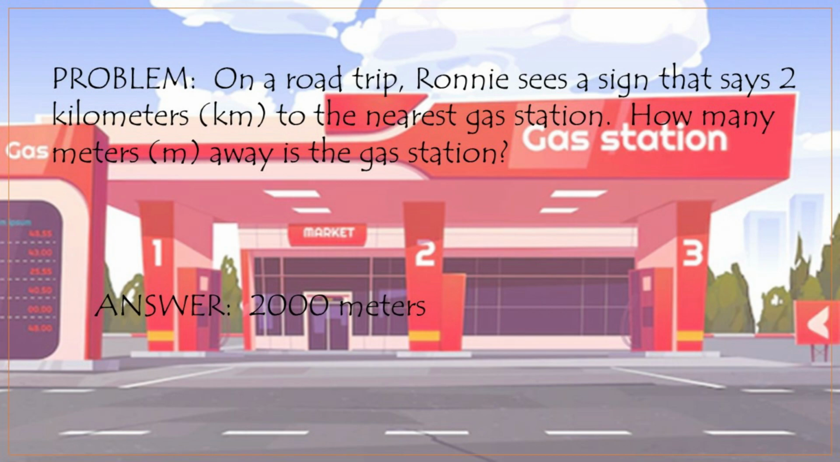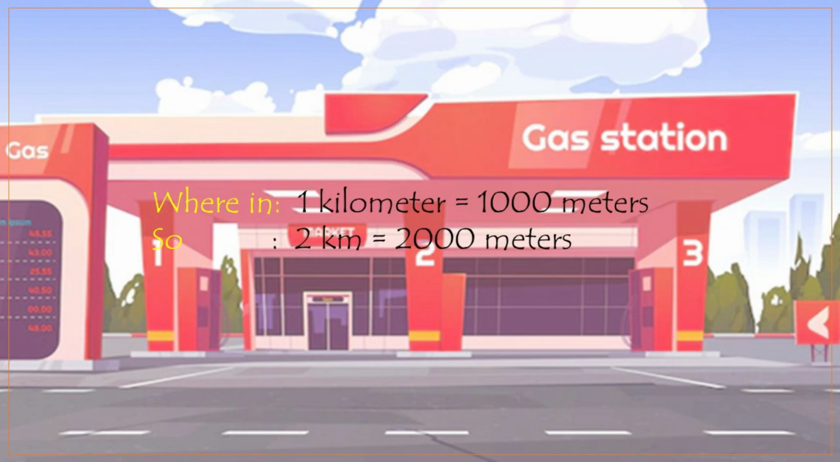I am giving you 10 seconds to solve this problem. Now, let me hear your answer. Very good. The answer is 2,000 meters. Remember, 1 kilometer is equal to 1,000 meters. That is why 2 kilometers is equal to 2,000 meters.